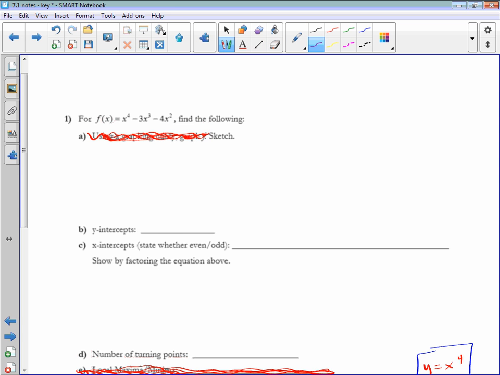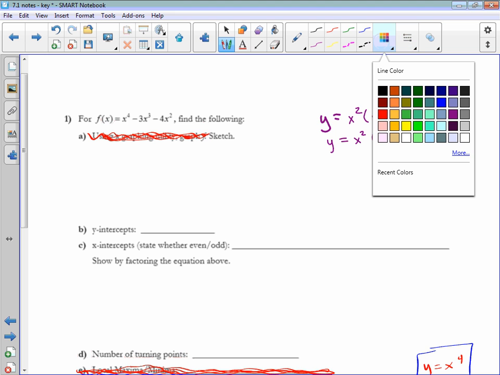So let's start over here by factoring this. What can I factor out of x to the 4th minus 3x cubed minus 4x squared? X squared, good. So then I'm left with x squared minus 3x minus 4. So what does that factor into? Okay. x minus 4, x plus 1. All right, so sketch.